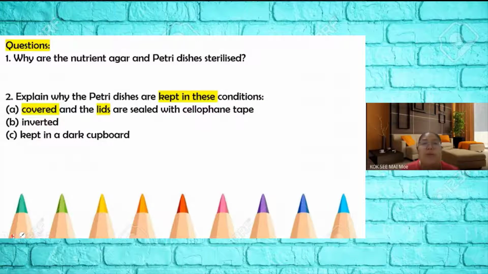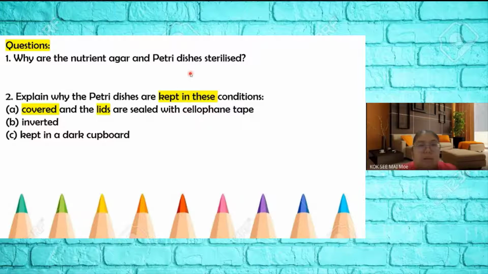Next one is your questions. You need to copy the question and also answer it. First one, why are the nutrient agar and the petri dishes sterile? Why do they need to be sterile? Sterile means you steam and make it hot, then after that you take it out, just like the agar just now that they put inside the microwave. Why do they want to sterilize?